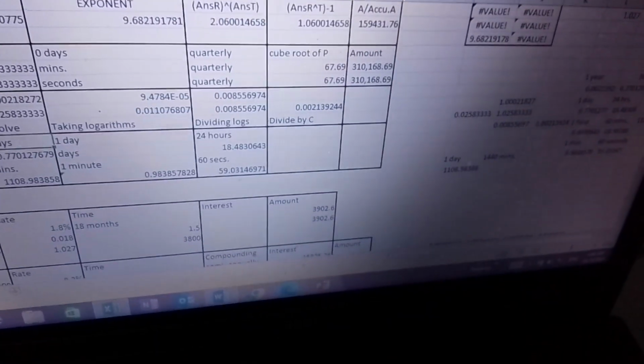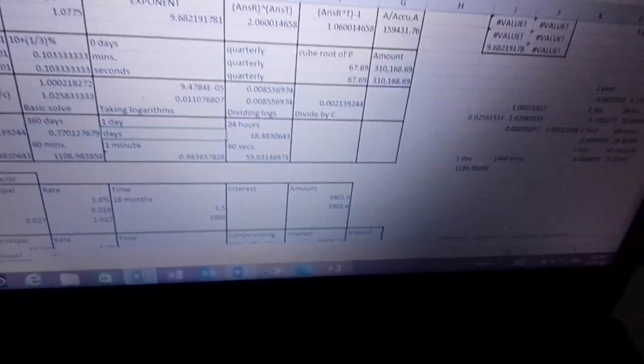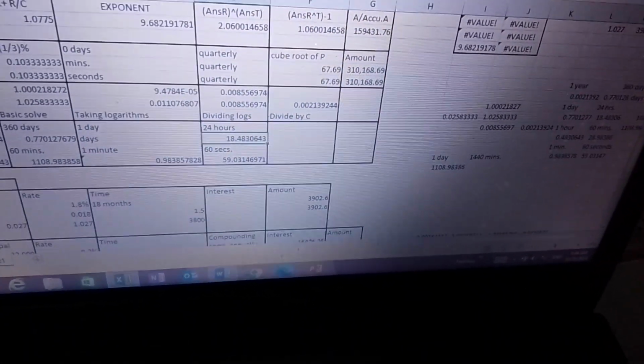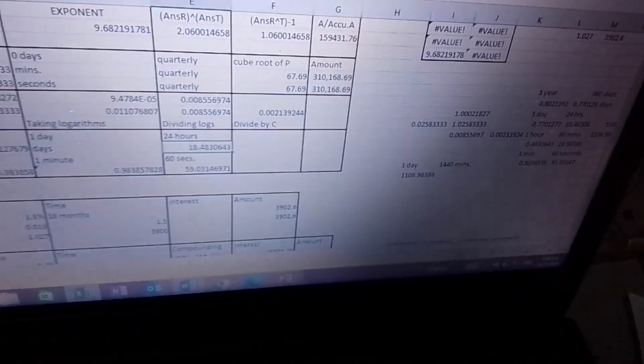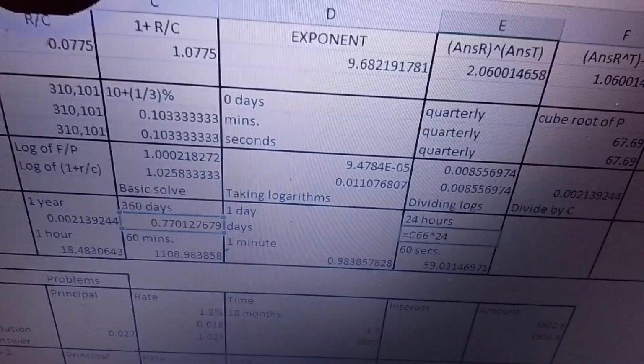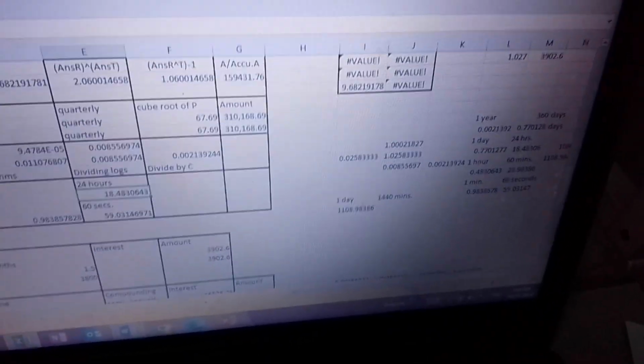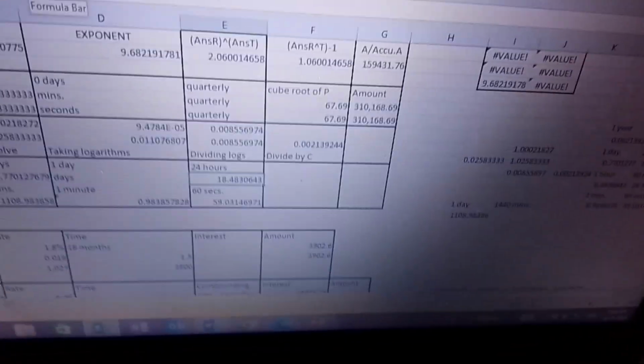Okay? Now, going back. We're going to have to convert that into hours. So, 1 day is worth how many hours? Right, that's 24 hours. And remember, what I did here, we get 0.77012769 multiplied by 24 hours, and we should get 18.48 hours. But we're not doing hours right now. We want it in minutes.